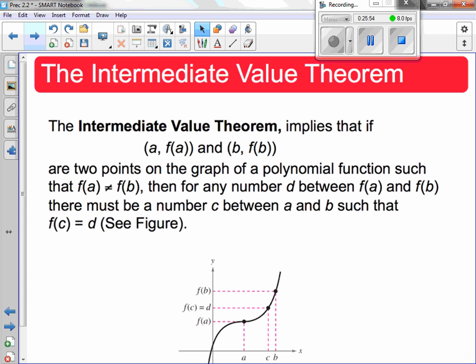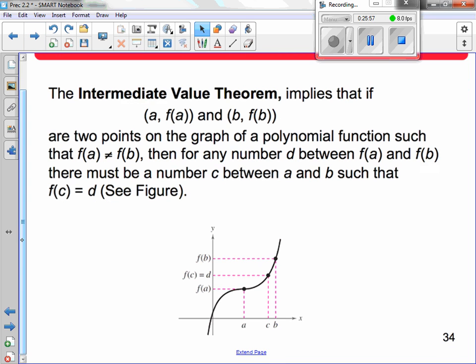And this is where the intermediate value theorem comes from: if we can take a point here, so two points A and D, and take a point between them, C, we can eventually find that point. The intermediate value theorem implies that if (A, f of A) and (B, f of B), with A and B plugged into the function, are two points on the graph of a polynomial function. Okay, we're good with that. Yes?